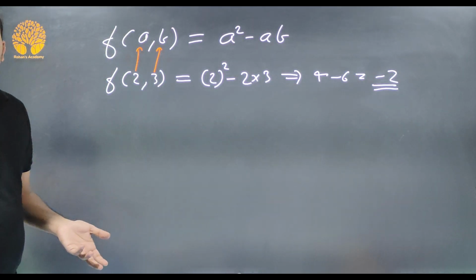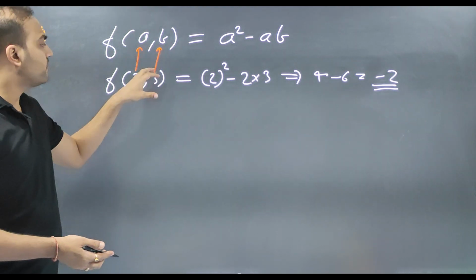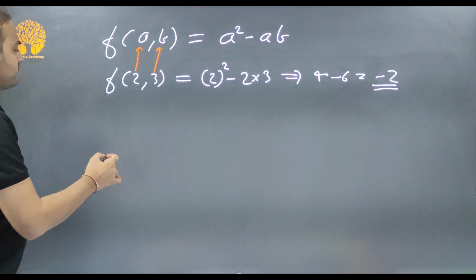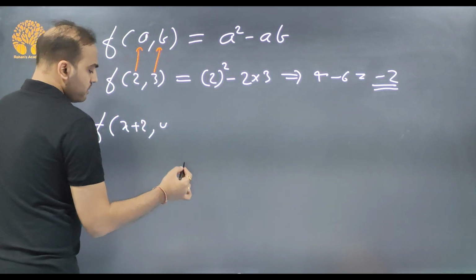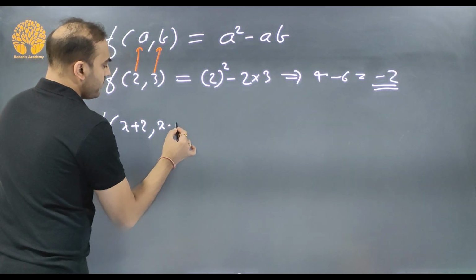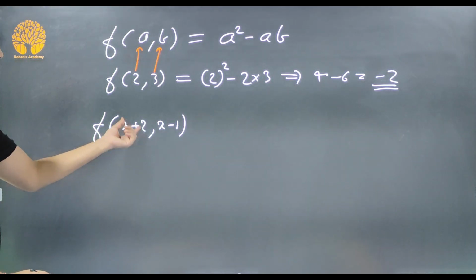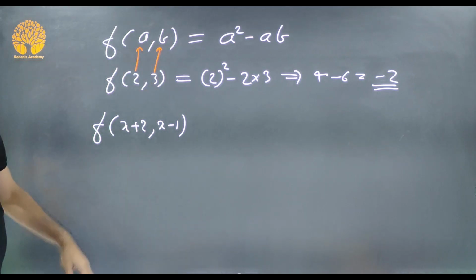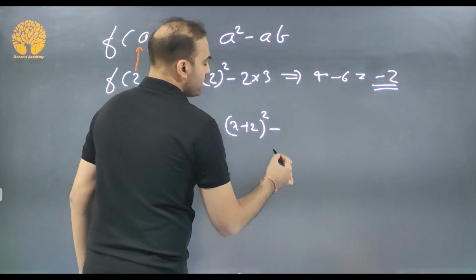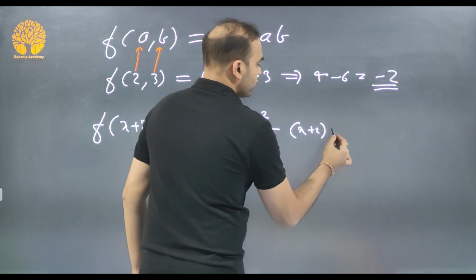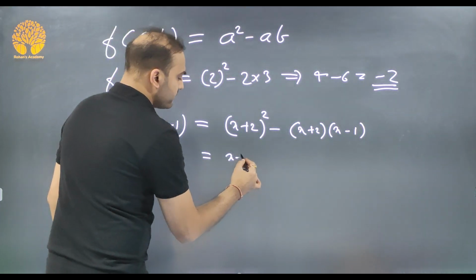If there are 2 variables, do not worry. Whichever value is coming in place of the first variable, substitute that. Variable 2, substitute that. Say for example, we have f of x plus 2 comma x minus 1. Again, do not worry. This will become a, this will become b. So that's simply x plus 2 the whole square minus x plus 2 times x minus 1. If you want to simplify, you can take x plus 2 common.